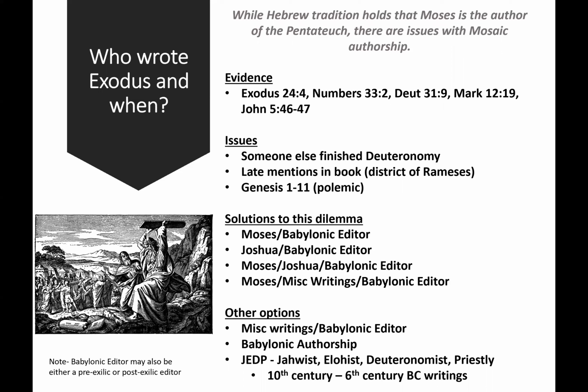So some of these issues that come up are, number one, Moses dies at the end of Deuteronomy. Spoiler alert for anybody who hasn't read it. But somebody else had to finish the book. The last chapter of the book is actually written by someone else about Moses' death. And so obviously Moses didn't write that part.